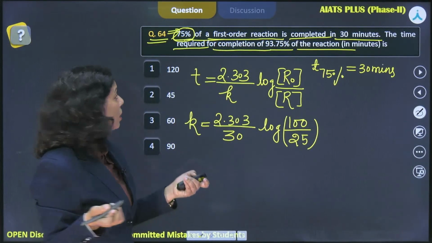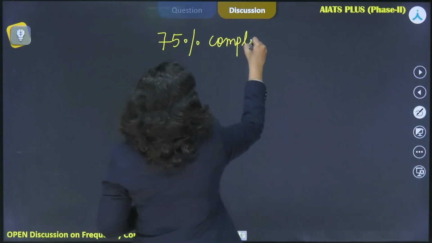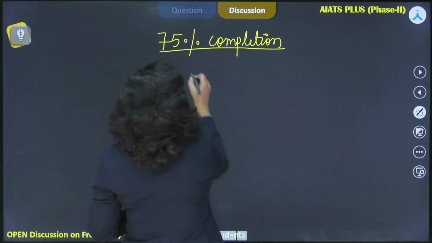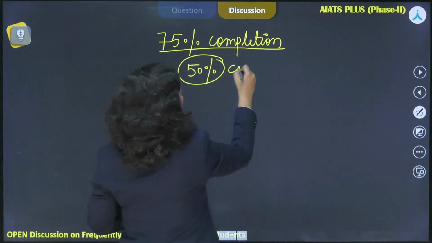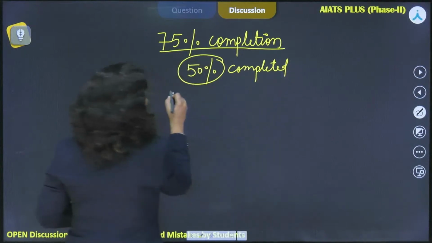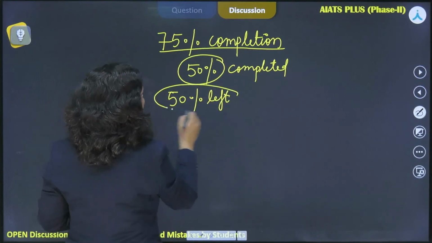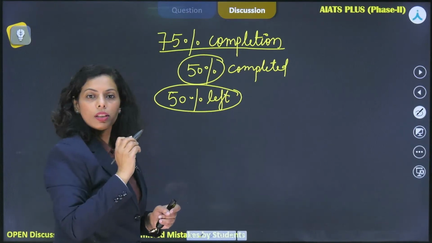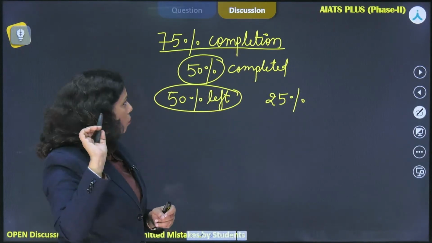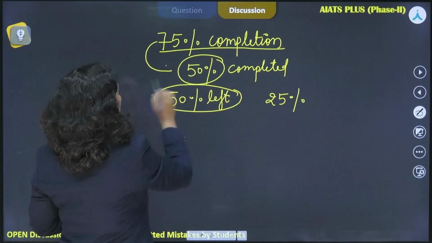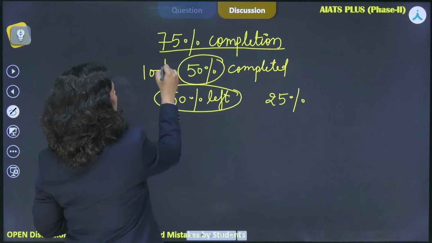Else, one more thing you can do. See, 75% completion. It means, first of all, it completes 50%, right? And if 50% is completed, then how much amount is left? 50% left, right or not? Now from this 50%, if 50% more is reduced, then how much is left? 25% is left. So why not you can say that this process in which 100 is getting changed into 50 takes 1 half-life. This is 1 half-life. What is half-life?